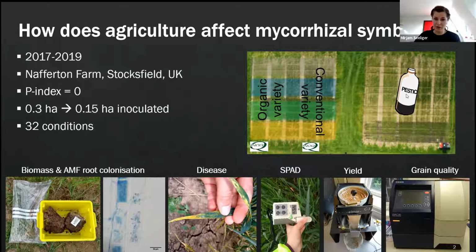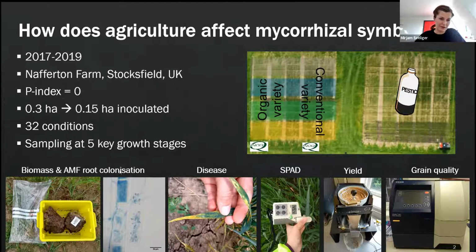So one block was composed of a field that was either sprayed with pesticides or not. And we had 2 varieties that were either from a conventional breeding background or from an organic breeding background. So we really tried to have contrasting conditions here. And we tested 4 different fertilizers, so no fertilizer. Then we had mineral nitrogen at an application rate of 170 kilograms per hectare. We had biogas digestate and farmyard manure applied, and ended up with 32 conditions.